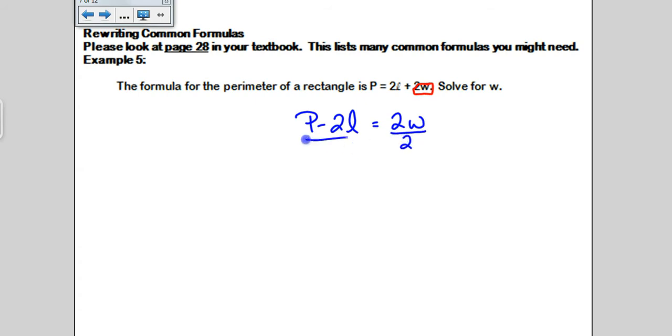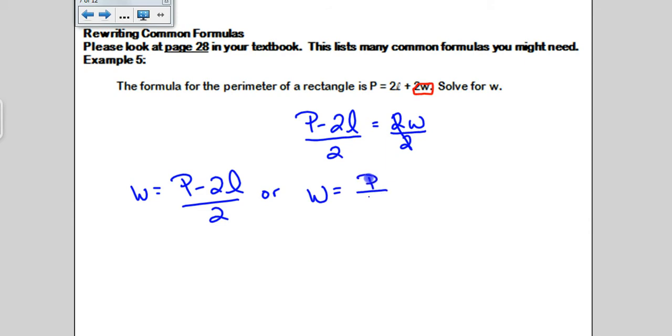Now, you can either write it with a big fraction bar and say that W equals the quantity P minus 2L divided by 2. Or if you separated those and just divided both parts of the numerator by 2, you'd have P over 2, and then 2L over 2 just becomes 1L. So either one of these answers is great. Whichever one appeals to you, go ahead and write it down.